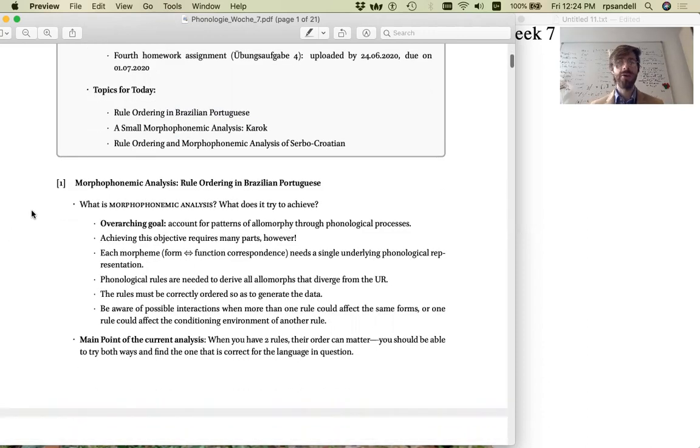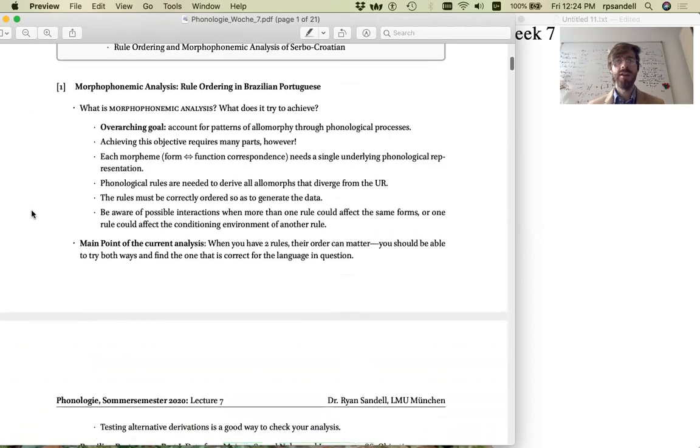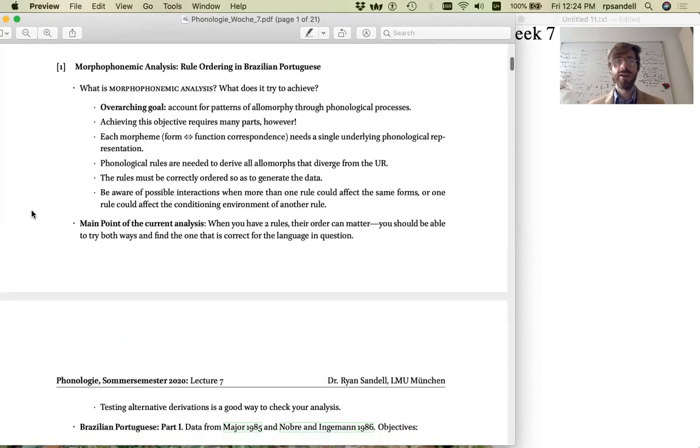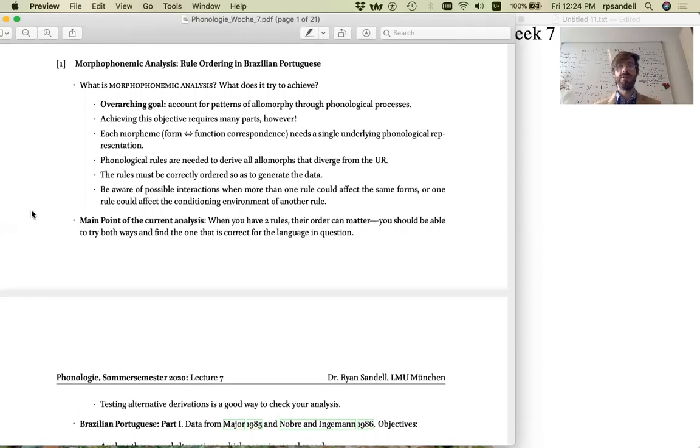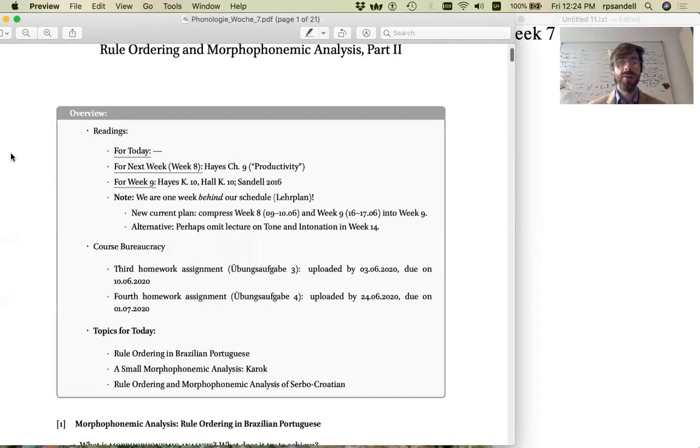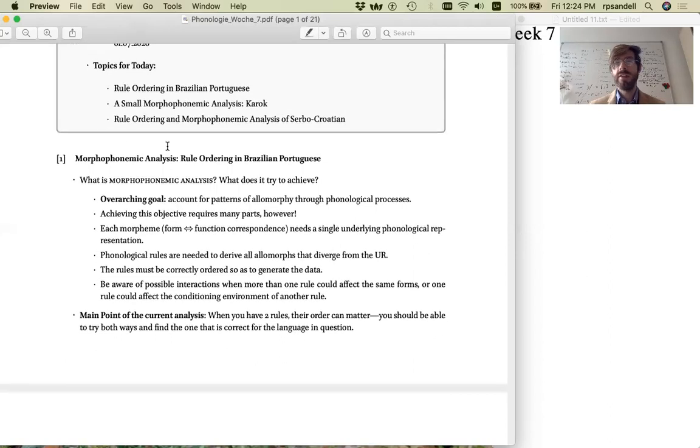Okay, let's come now to the first section on Brazilian Portuguese. Having read already chapter 8 of the textbook, you should have seen there the description of a sort of procedure for conducting morphophonemic analysis. Before we dive into the data, let's think about what morphophonemic analysis is trying to achieve. Here, the overarching goal is to try to account for patterns of allomorphy through phonological processes.